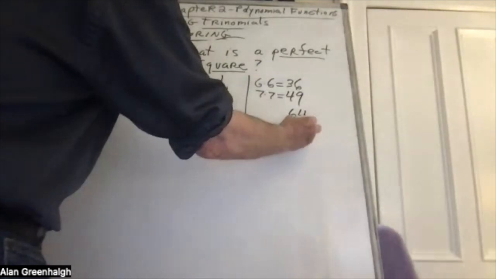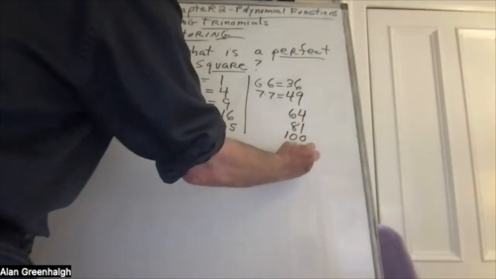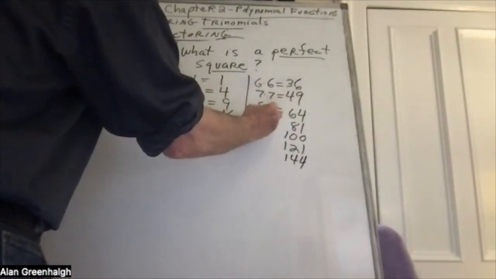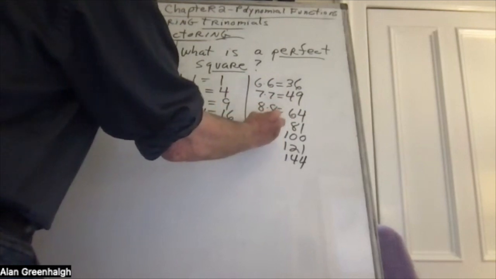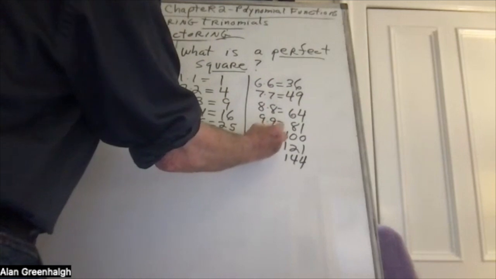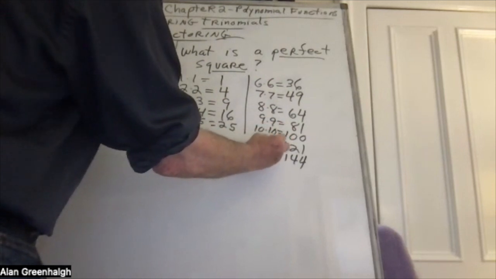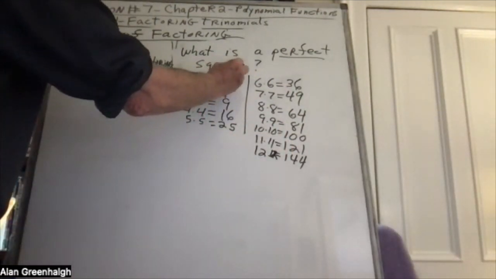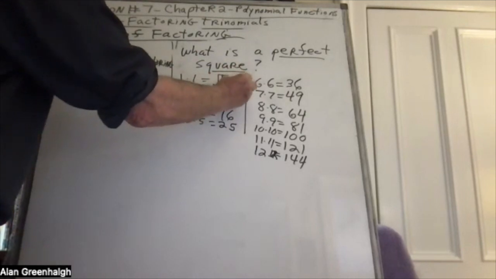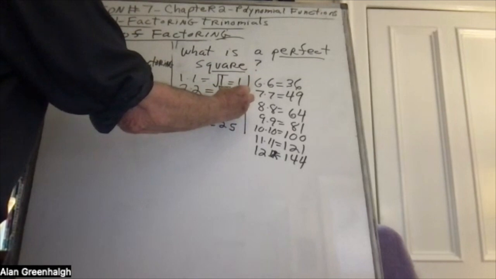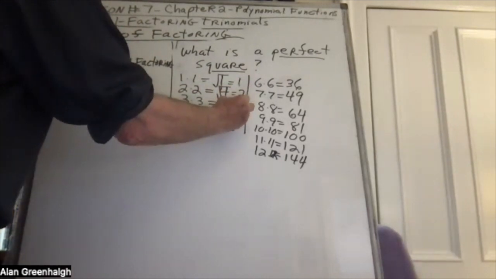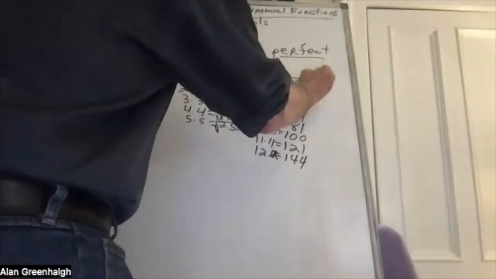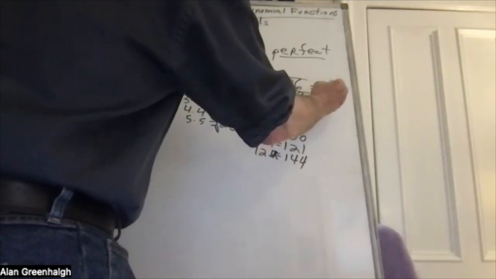You have to know some perfect squares. I mean, you don't have to know all of them, but you have to know at least up to 12. You're going to come across perfect squares along the way. In other words, the square root of 1 is 1. The square root of 4 is 2. The square root of 9 is 3. The square root of 16 is 4. The square root of 25 is 5. The square root of 36 is 6. The square root of 49 is 7.